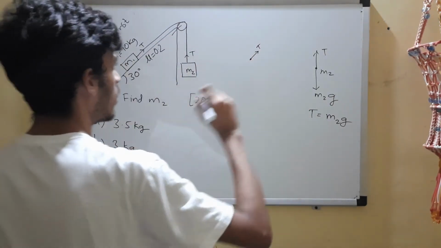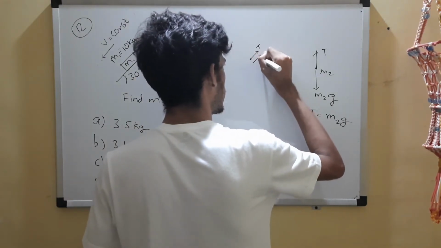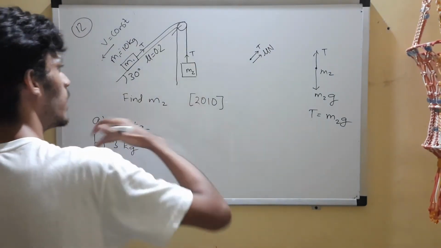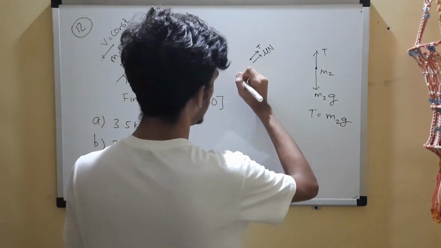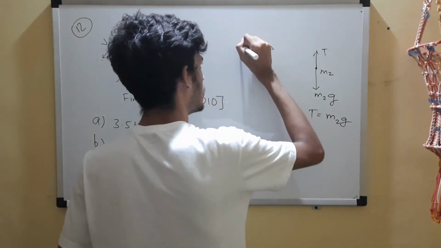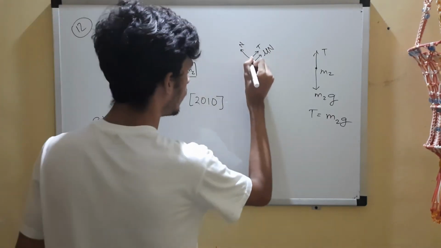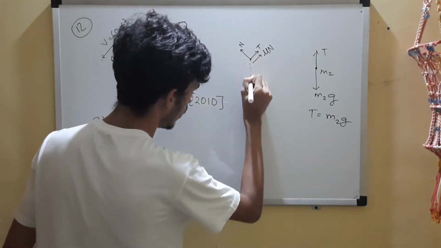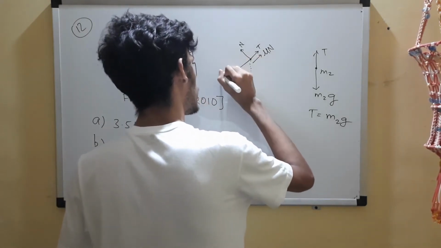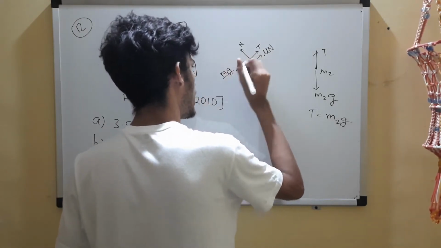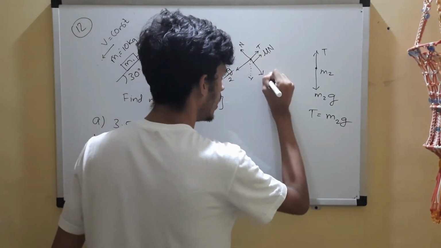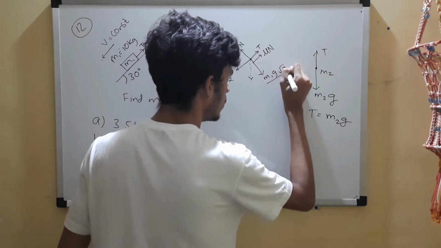T due to the string. Also it will have some friction, right? Mu N in the backward direction, since it's moving down the incline, friction opposes relative motion. And it will have normal reaction from the incline. Also its weight will be in the vertically downward direction. I'm just going to resolve it directly. So along the incline you have m1g sin theta. Sin 30 will be half. And perpendicular to the incline you'll have m1g cos theta, which will be root 3 by 2.